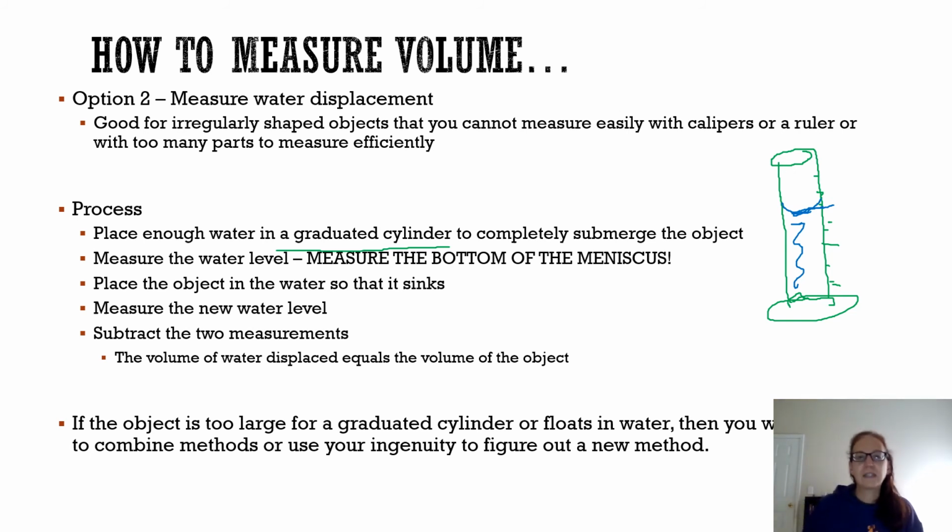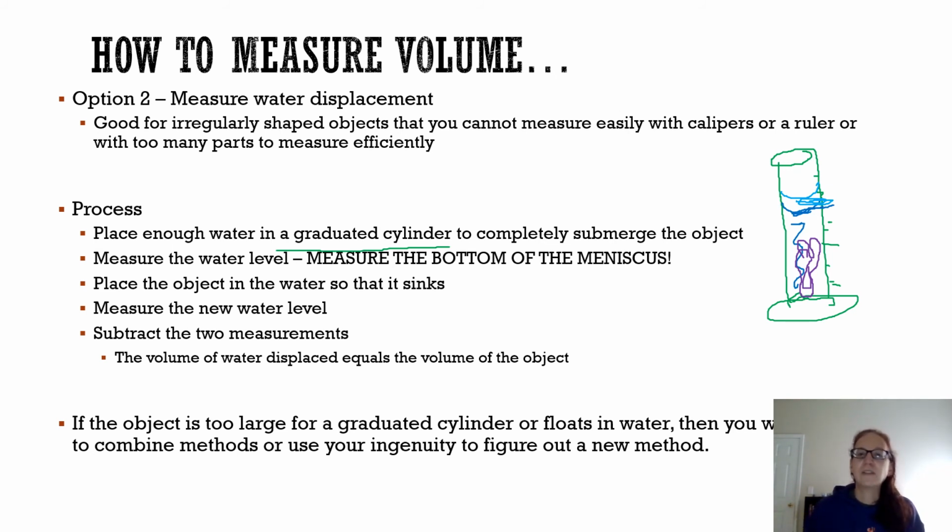Then you place the object in the water so that it sinks to the bottom, and then you measure the new water level. I think you guys can probably figure out how this works. You put your little irregularly shaped object into your water, and the water level is going to go up. Then you measure the new water level. That's really messy there, but you get the idea. You measure the water level at the bottom of the meniscus, and then you subtract the two measurements. The volume of the water displaced is equal to the volume of the object. So the object will displace an amount of water equal to its own volume.